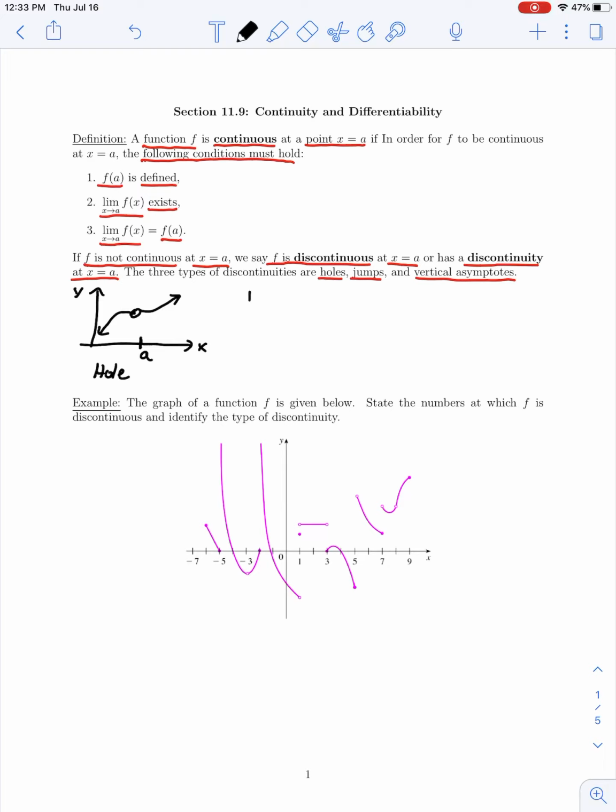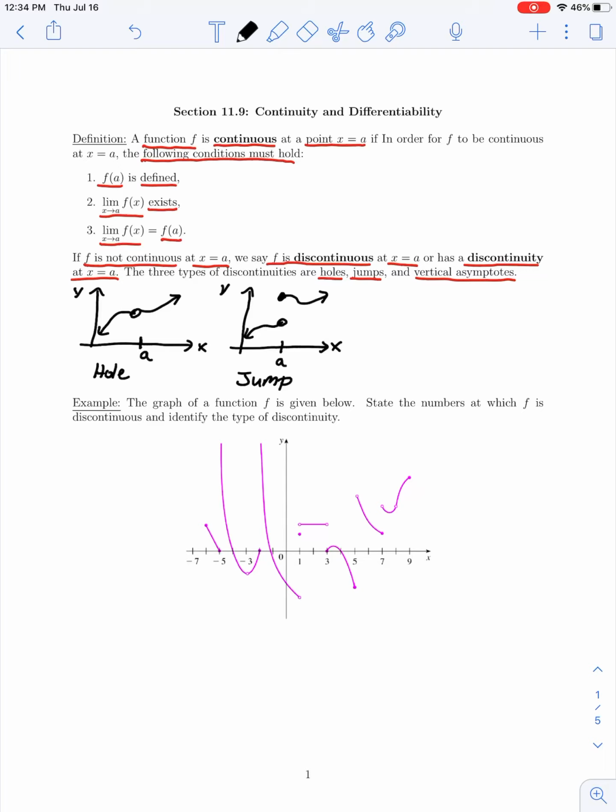Now the second type of discontinuity, a jump, might look something like this. So we would say that we have a jump discontinuity at some value x equals a if we have a nice smooth curve and maybe it changes from one y value to another value at x equals a. Then we would say we have a jump in the graph of our function. So here, the limit of this function would not exist as x approaches a, because we would have different left and right hand limits.